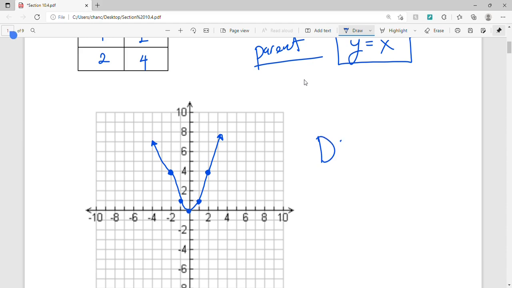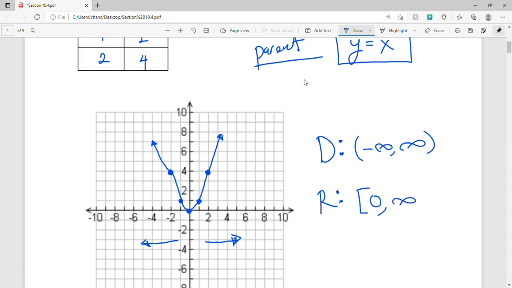Now let's discuss the domain of the parabola. That's how far this graph extends to the left and how far it extends to the right. It goes to the left forever and it goes to the right forever. For the range, it goes down to 0. That's the lowest y value we can have, and it goes up forever. So the range of our graph is all the way down to 0, including 0. That's why this is a square bracket, up to infinity.